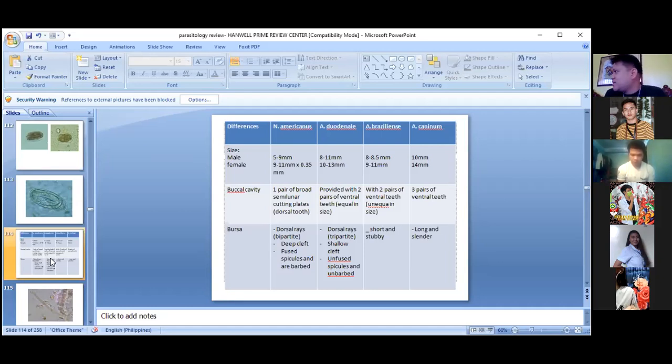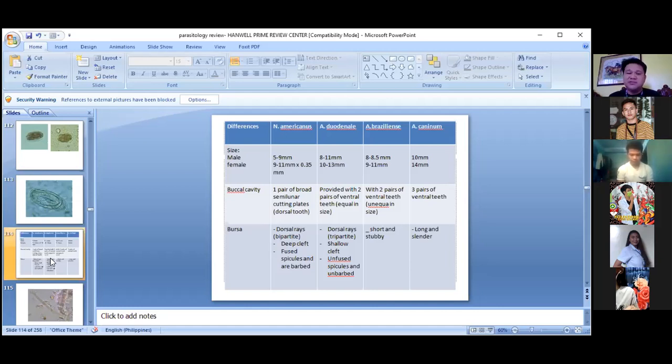So the mnemonic there is A, B, C, D. A, Americanus; B, Braziliense; C, Caninum; D, Duodenale. A, B, C, D, 0, 2, 3, 2. Americanus, no teeth, 0. Naintindihan? Braziliense, 2 teeth, unequal. Caninum, 3 teeth. Duodenale, 2 teeth, equal. A, B, C, D, 0, 2, 3, 2, unequal, equal. Is it clear? Naintindihan? So that is the mnemonic for you to be able to easily memorize the character of the buccal capsule.